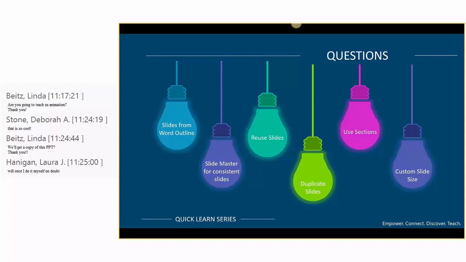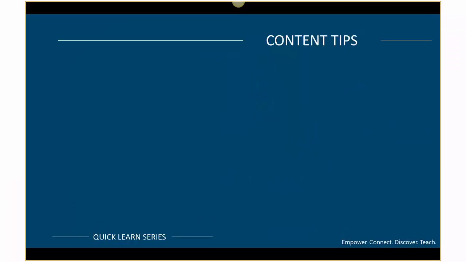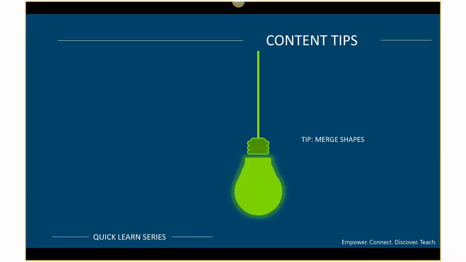All right, so I'm going to move on then to talk about some content tips. So we've talked about laying out your slides, setting up the scene to add in information. The first content tip, which maybe you wouldn't need to do on every single slide or presentation but is good to have in your back pocket, is to merge shapes.